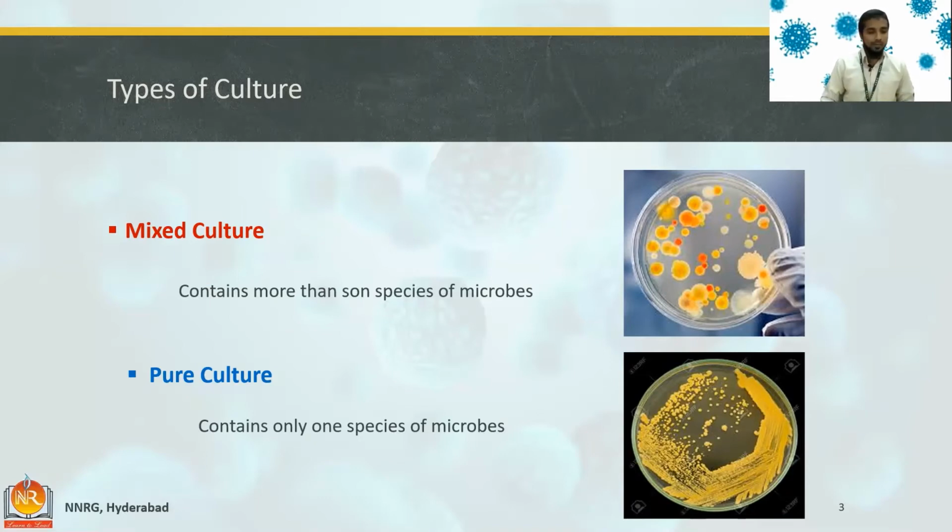Okay, and whereas pure culture, it contains only one type of bacteria, and we will be able to see only one type of color when cultured. You can see the image here. This is the petri dish with agar, and this yellow color is just one type of bacteria having the same color, that is yellow. Okay, this was types of culture.